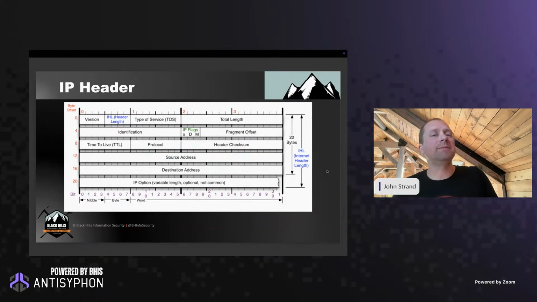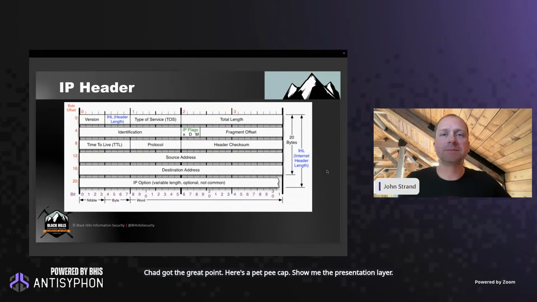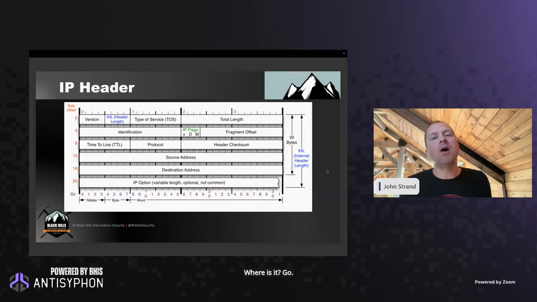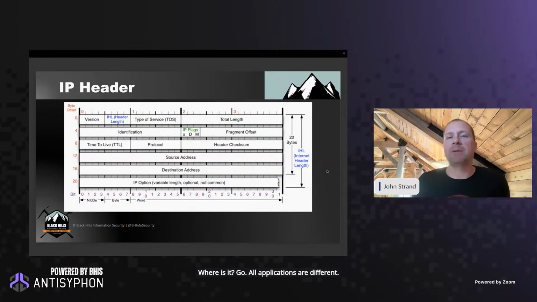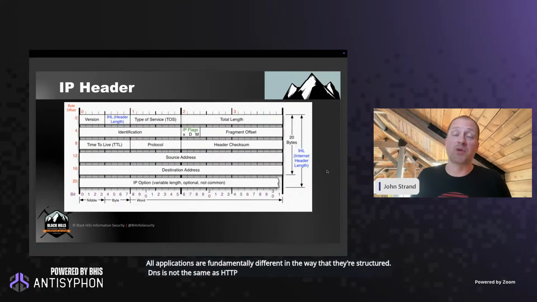Chad's got a great point. Here's a PCAP. Show me the presentation layer. Where is it? Go. All applications are different. All applications are fundamentally different in the way that they're structured. DNS is not the same as HTTP. DNS over HTTP is a very different thing. How does it work with the OSI model?